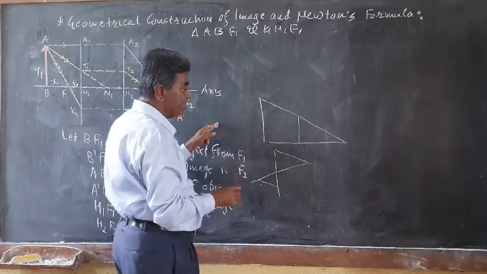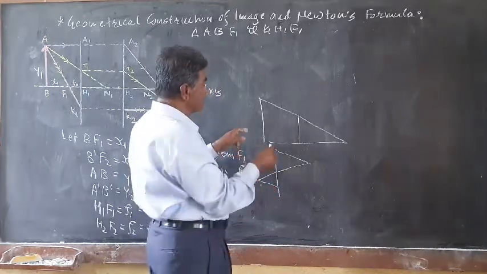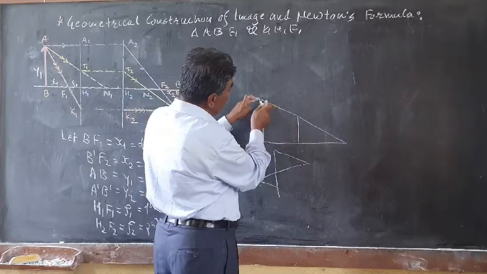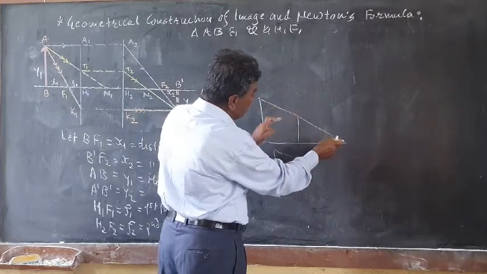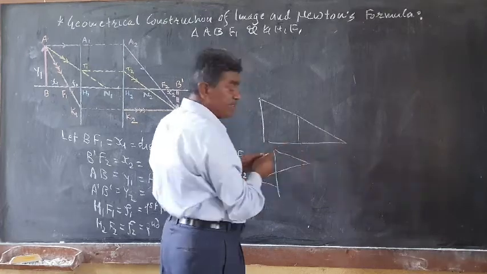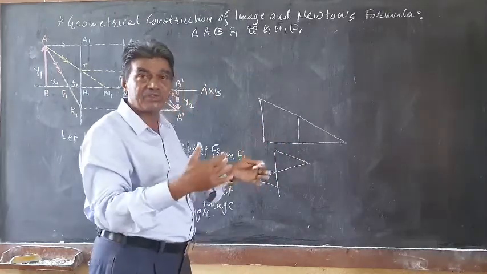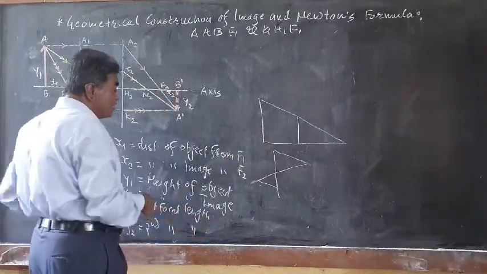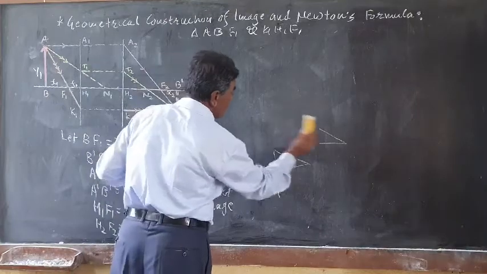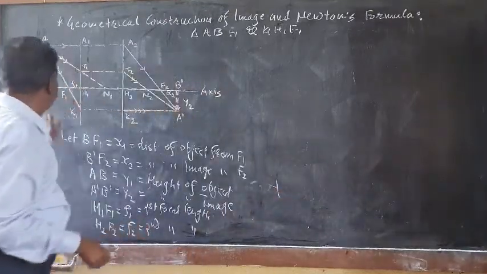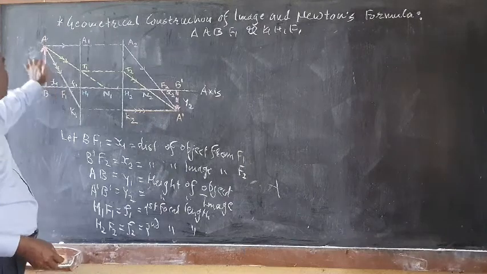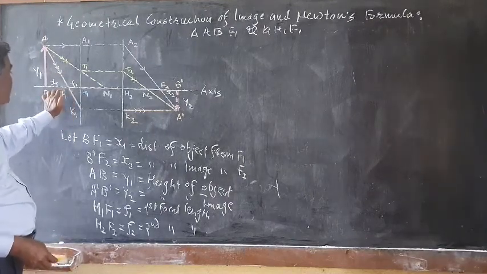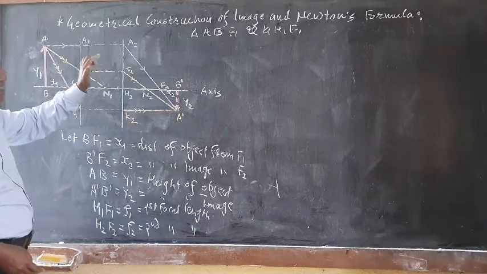Similarly here, if we draw like this, then these triangles are also similar triangles. From the properties of similar triangles, the sides of the big triangle divided by the corresponding sides of the small triangle are always equal. And by using that property, we can write here in this figure that triangle ABF1 and triangle K1, H1, F1 are similar triangles.